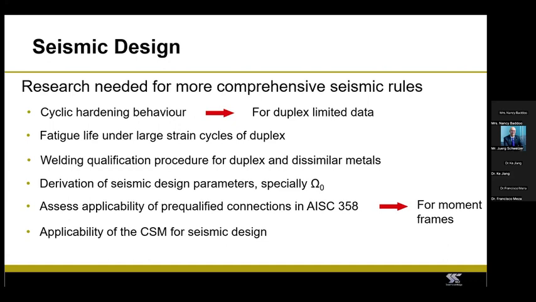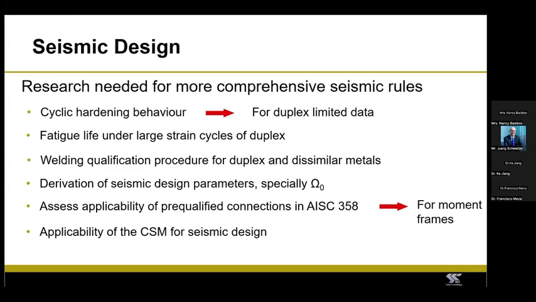For duplex stainless steel, the development of pre-qualified welding procedures will also make their use in seismic applications easier. And for welded joints between dissimilar metals, such as those between austenitic and carbon steel or duplex and carbon steel, it would be useful to have more data regarding the ductility and toughness of the welded joint.